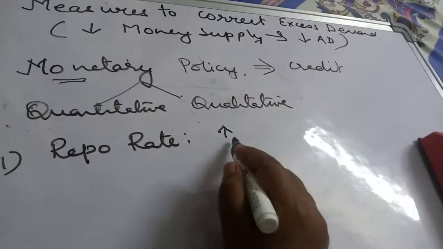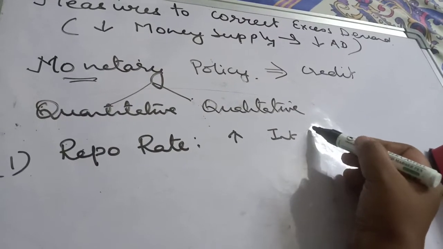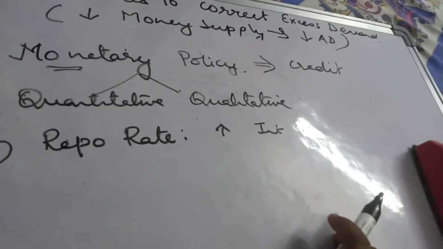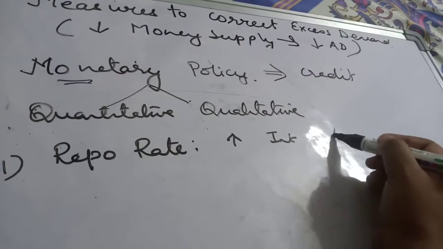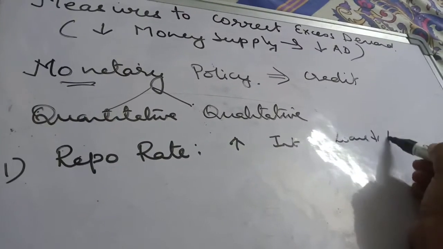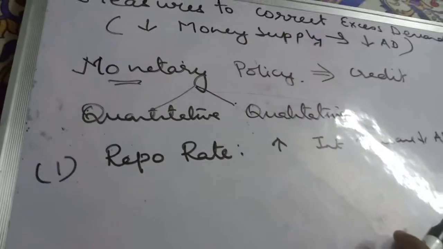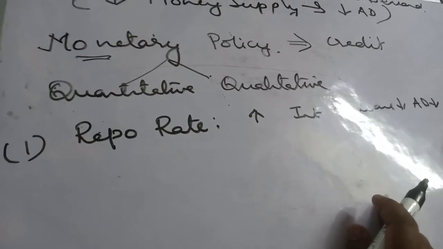When the repo rate is increased, the commercial banks are forced to increase the interest rate. Now when the interest rates are increased, loans become expensive. So what happens to the loans? Loans will reduce. When loans reduce, aggregate demand will reduce. So during excess demand, repo rates are increased.